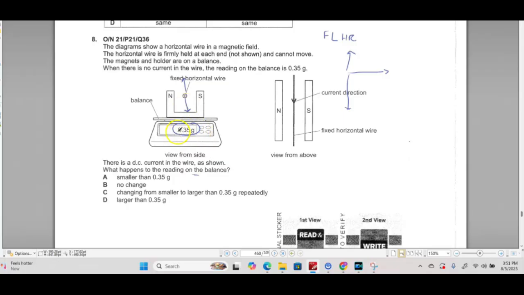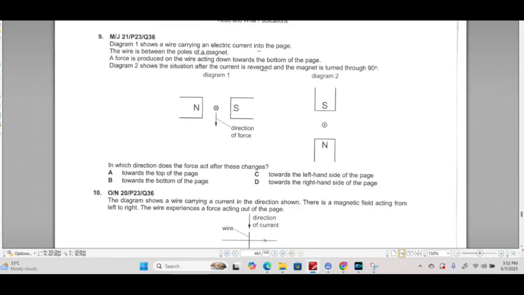Okay, because of this force. So if we look at the options, the reading is going to be smaller than 0.35? No, that's not correct. There is going to be change because the force is acting in the downward direction as well. Changing from smaller to larger than 0.35 repeatedly? No, this is not going to change because they've told us that it was in the other question. Larger than 0.35, yes, this is the correct answer because of this downward force acting in the downward direction, the weight is going to increase.